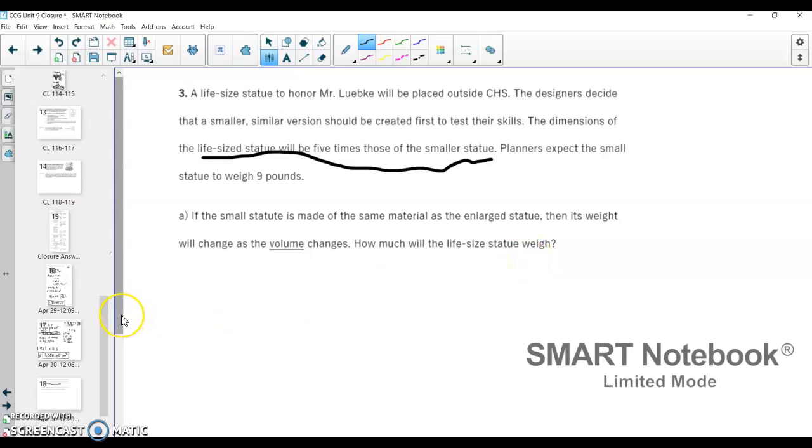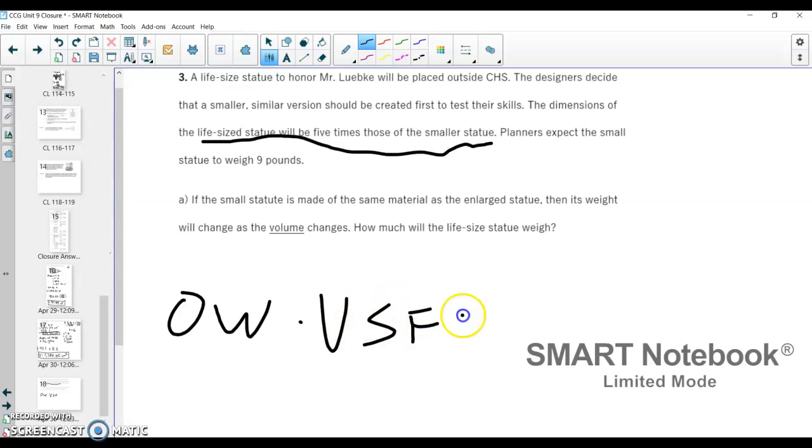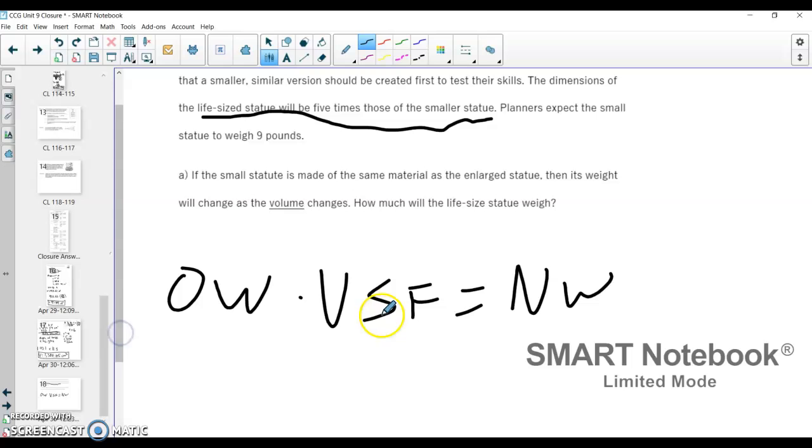All right, this is a volume scale factor problem, which means that we have our original weight. Or kind of almost like our original volume, but our original weight, we're going to multiply that by the volume scale factor, and that's going to give us our new weight, because weight changes as volume changes, and so we're allowed to just multiply by our volume scale factor to figure out what our new weight's going to be. All right, but the first thing we have to do is, well, what is our volume scale factor?